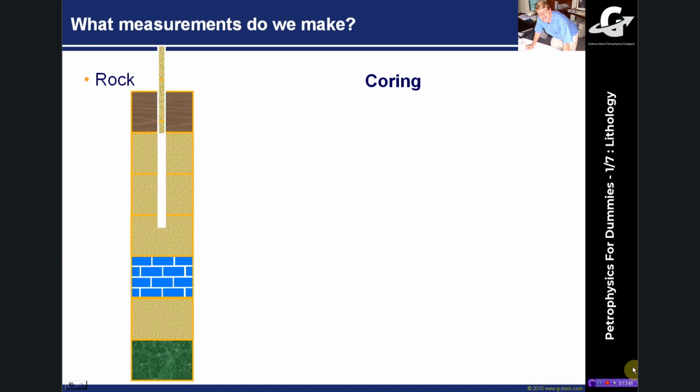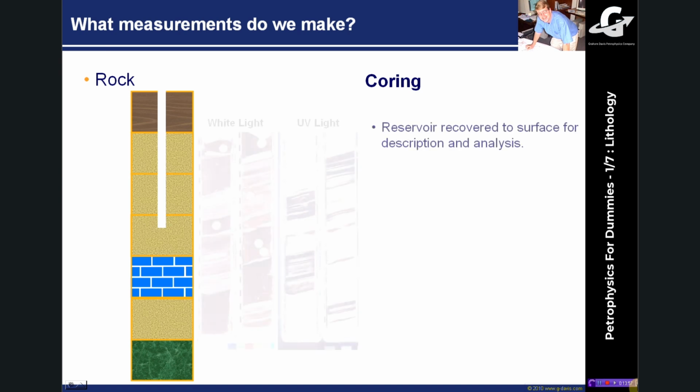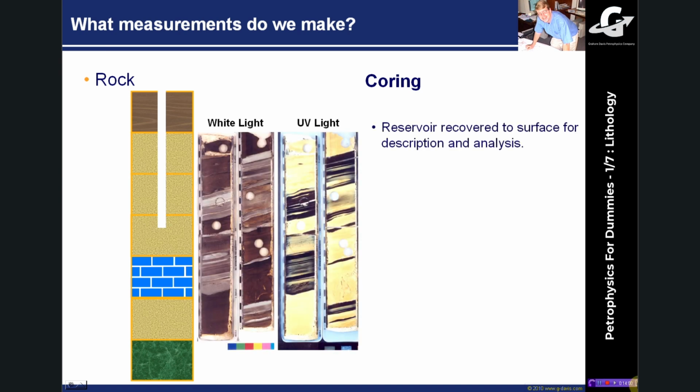We can remove it, take it out of the reservoir, put it into the laboratory, and have a look at it under a microscope, and maybe even lay it out on a table and see what types of rocks we've got quite directly. So coring, we recover it to surface, we can make a description and run some analysis on it.